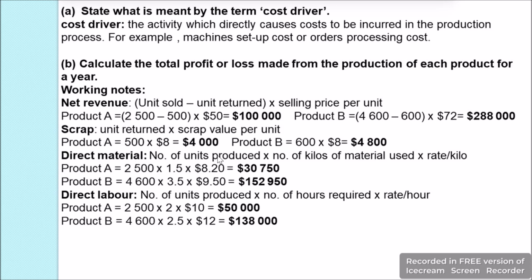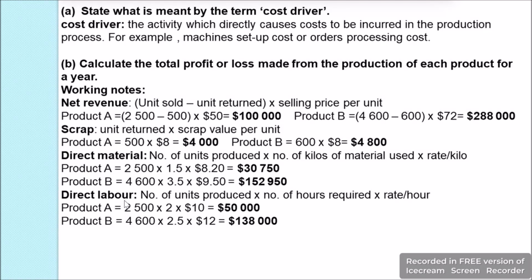Next, we will calculate the total cost, for which we will start with the direct materials, which we will calculate by the number of units produced times the number of kilos of material used times the rate at which we have purchased this material. So for product A, we have produced 2,500 units and we require 1.5 kilos of material for each product, and the rate is $8.20. So we'll get the value as $30,750. For product B, it is 4,600 units times 3.5 times $9.50, which is equal to $152,950.